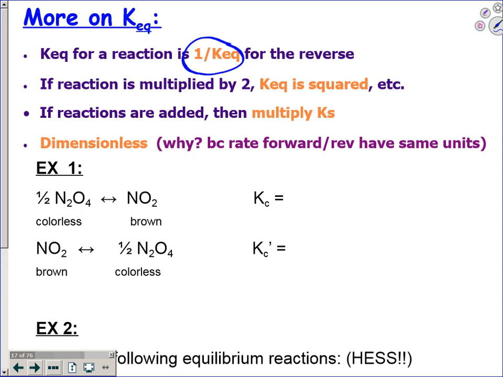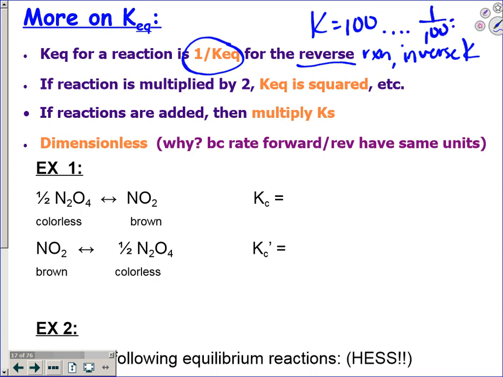So that's why if we reverse the reaction, we invert the K value, or the K expression. So if K was 100, and I flipped the reaction, what is K? 1 over 100, right, which you calculate to be 0.01.